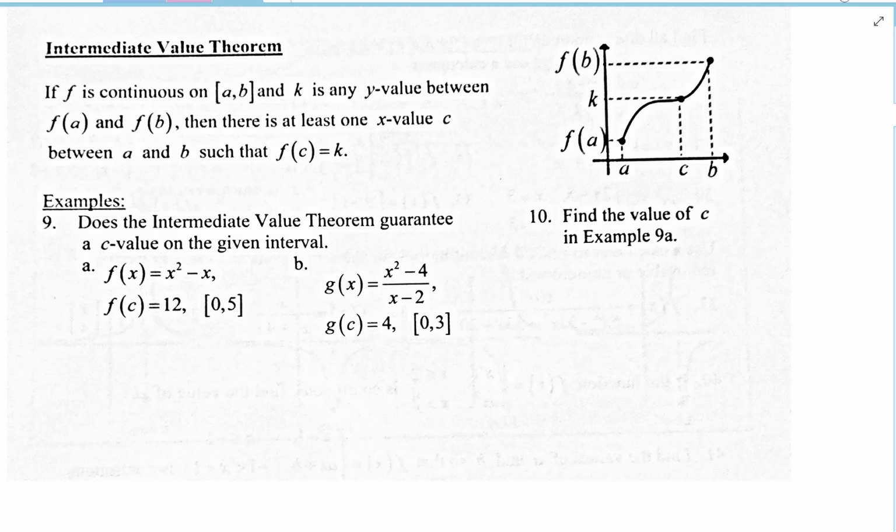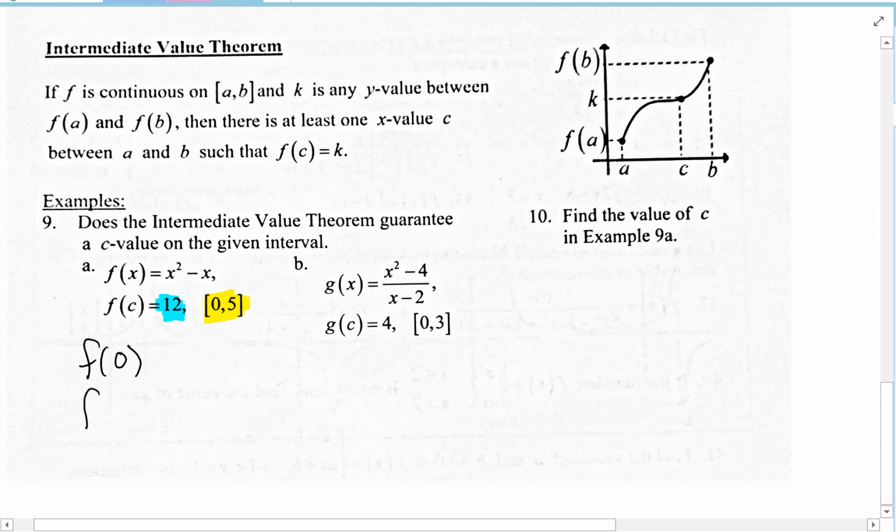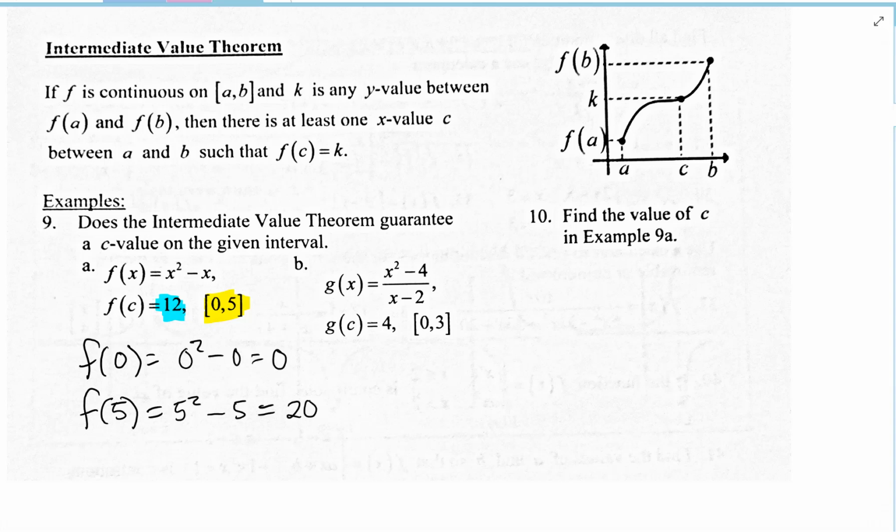It's not too difficult. Does the intermediate value theorem guarantee a c value on the given interval? The given interval here is 0 to 5, and they want to know if 12 is a possible output between 0 and 5. In order to find that, I will find f of 0, and I will find f of 5. And hopefully, one of those numbers will be above 12 and one of them will be below, and that will guarantee a c value. Ding, ding, ding, 0 and 20. 12 is definitely between 0 and 20, so yes.